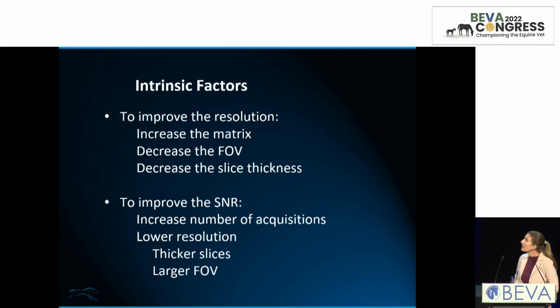So to summarize, the intrinsic factors: if we want to improve the resolution, we can increase the matrix, decrease the field of view, or decrease the slice thickness. To improve the signal-to-noise ratio, increasing the number of acquisitions is a possibility, or we have to lower the resolution by, as an example, a larger field of view and thicker slices.